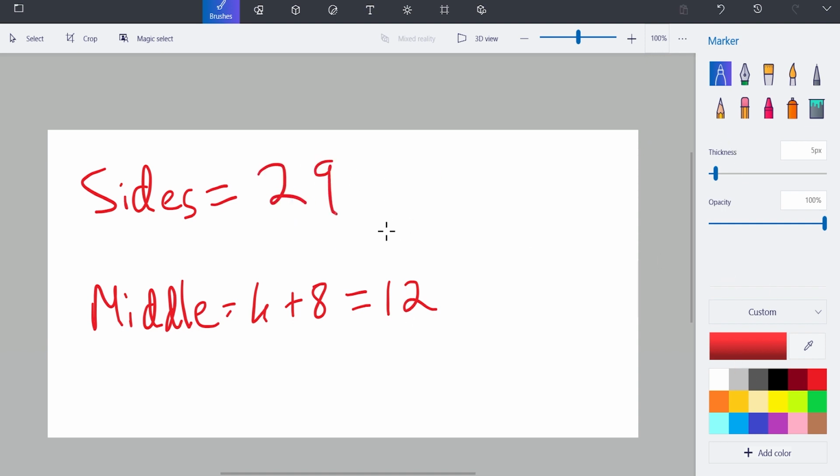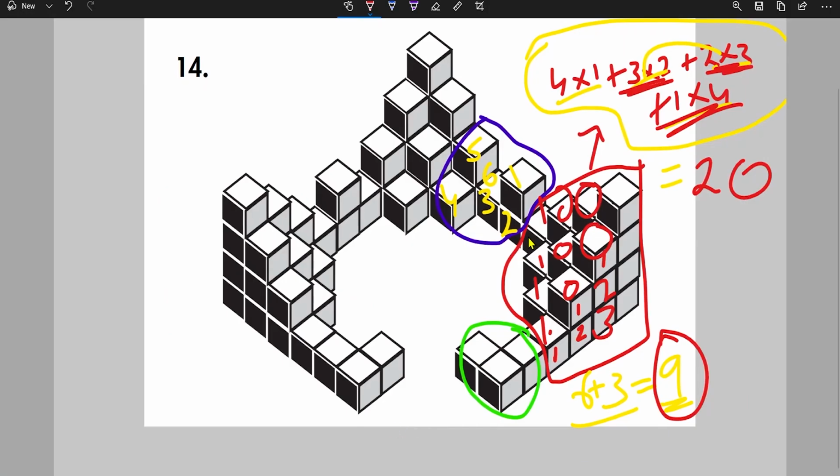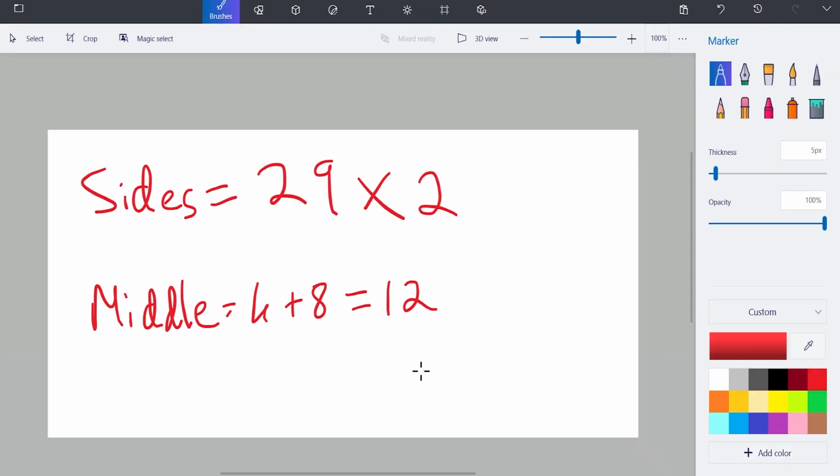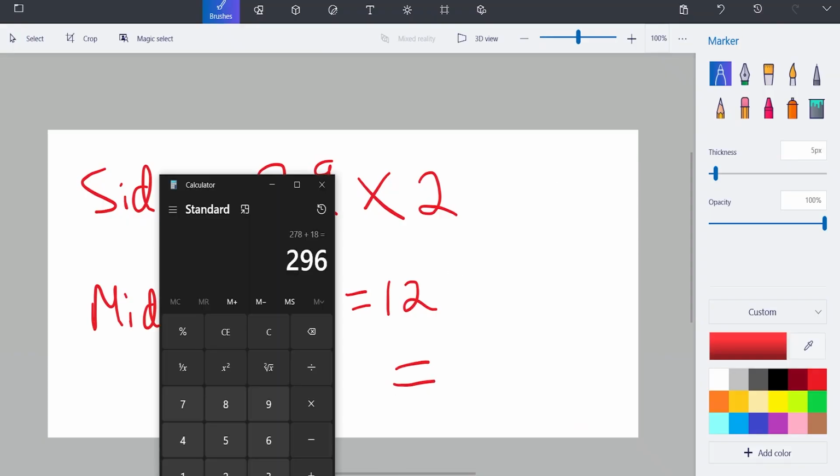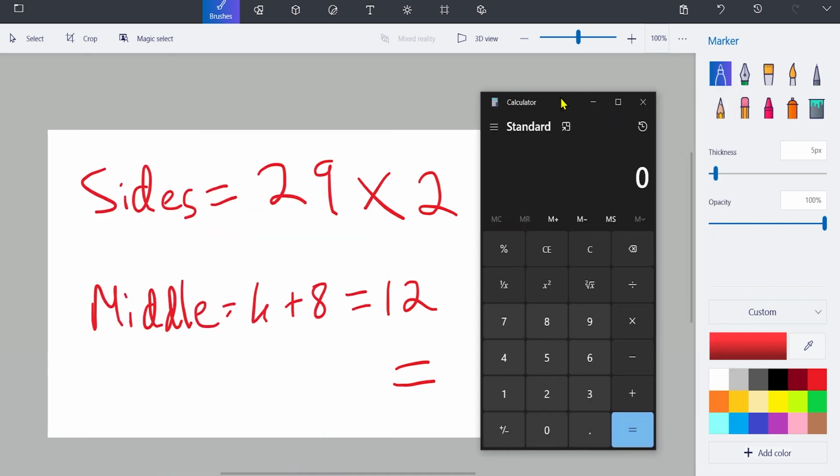And again, don't forget that this 29 is into 2 because we have 2 of them on both sides. So this whole thing and this whole thing. So this should give us equal to 58 plus 12, 70.